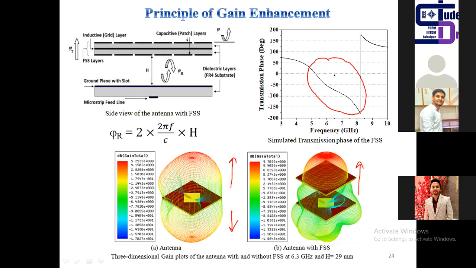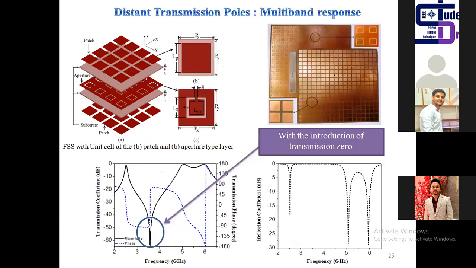This is just one little modification for the FSS structure. If you induce some slot in the FSS, then you can have more transmission poles. Previously we had these two transmission poles. Now we have three transmission poles due to this slot and one transmission zero.